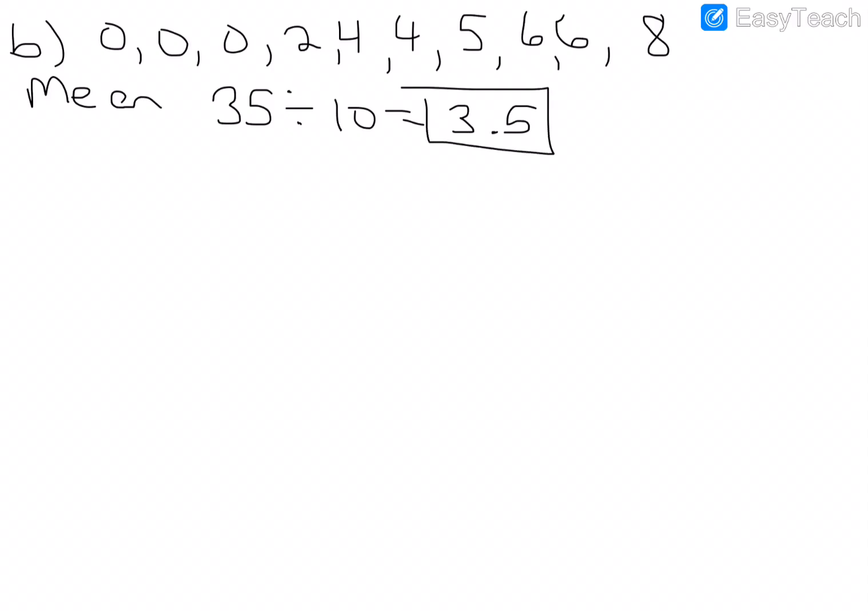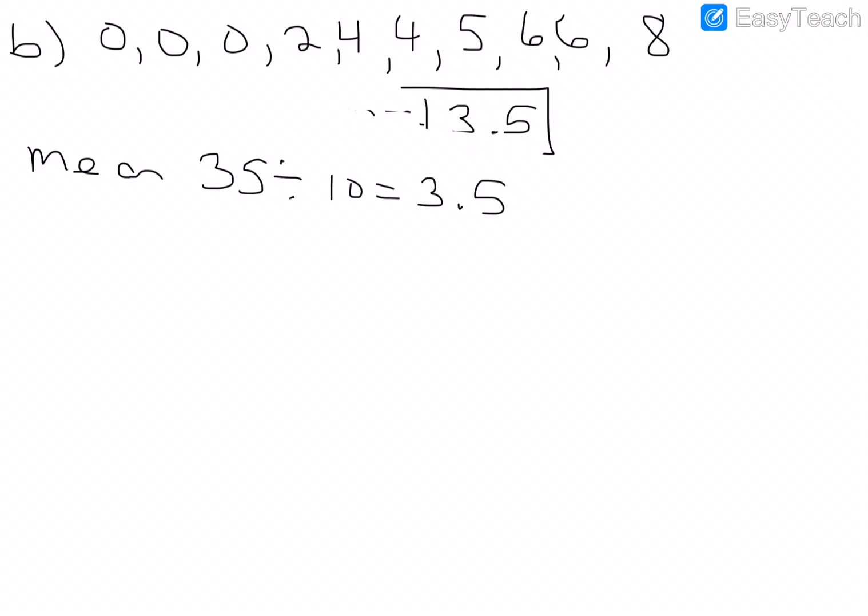Okay, so now that I have 3.5, now I need to find the difference between 3.5 and each of those data values. Let me rewrite this here so I have some space. 35 divided by 10 equals 3.5. Okay, so the difference between 3.5 and 0 is 3.5. And then this is 3.5, this is 3.5. The difference between 3.5 and 2 is 1.5.